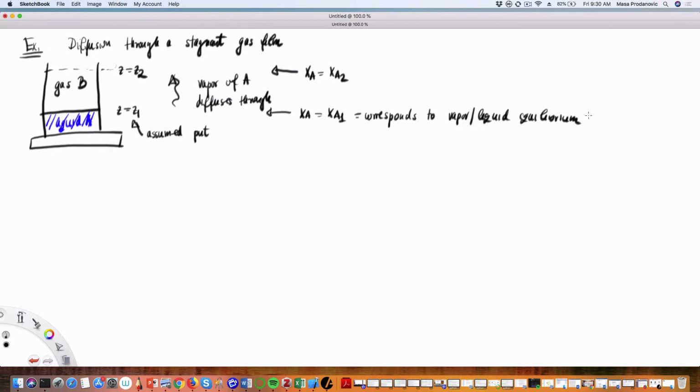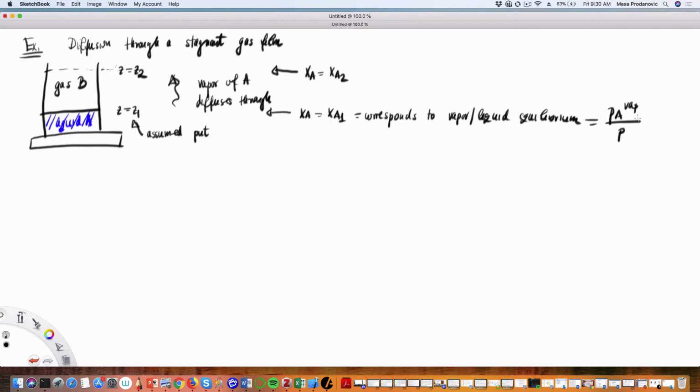So basically it is the partial pressure of the vapor phase divided by pressure, if I ever need to compute what it actually is. Corresponds to vapor-liquid equilibrium. And the way to compute it is to take the partial pressure of vapor A, divided by the overall pressure. And needless to say, we assume these vapors of A and B to be ideal gases.